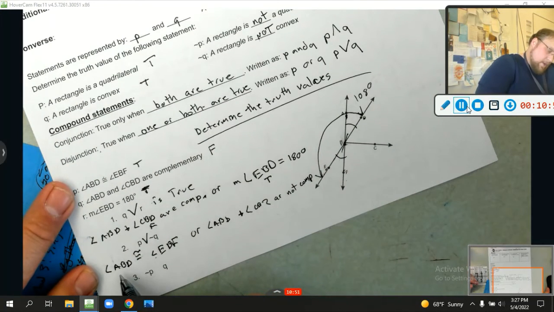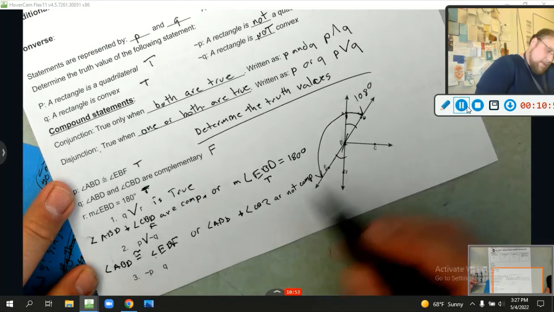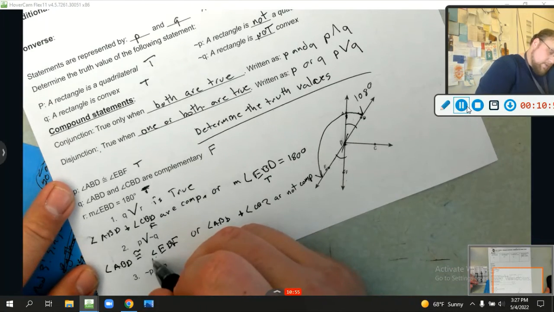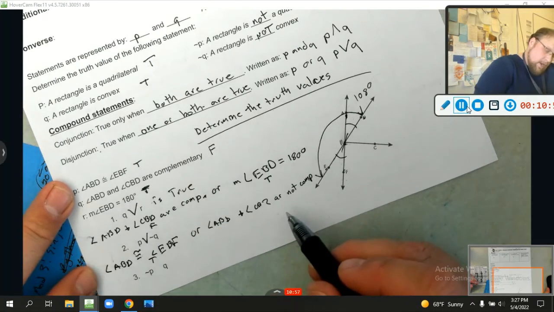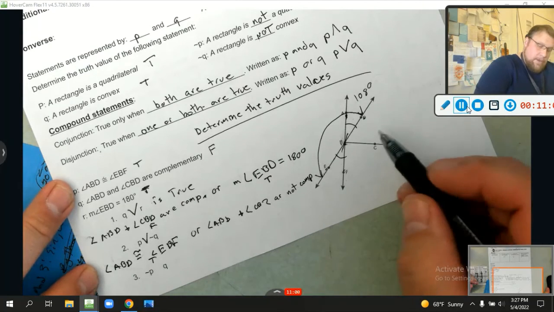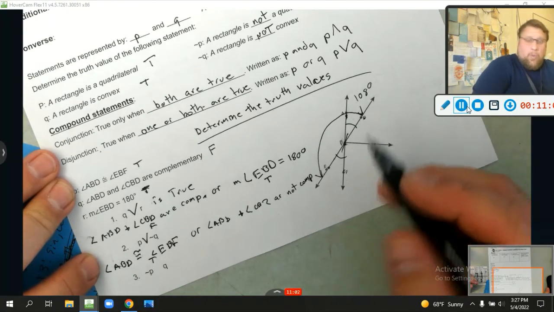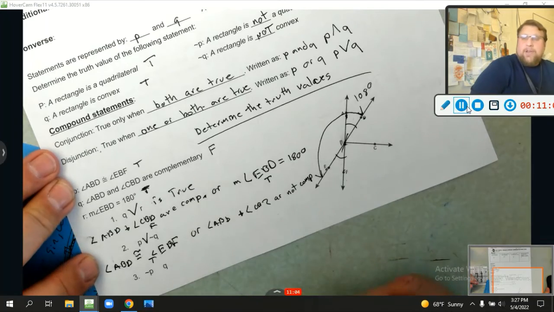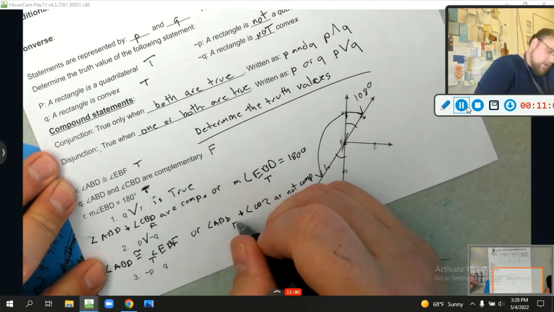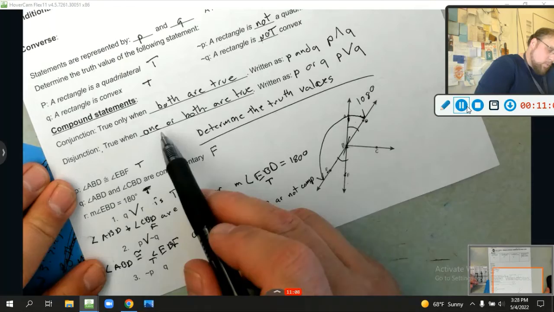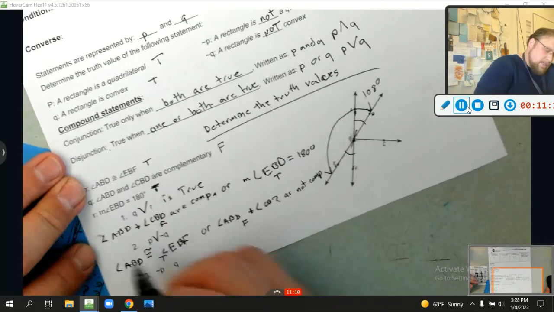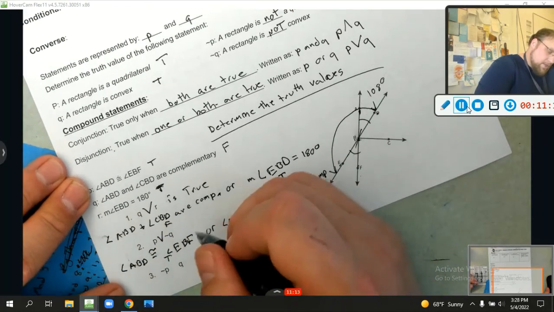So what do we have here? Angle ABD is congruent to angle EBF. We already know that's true. They're vertical angles, so that's true. This last one says they're not complementary. It may be that they're not. Maybe they are. We don't know. Nothing tells us that they're 90 degrees or not 90 degrees. So we're going to call this false. But again, one or both are true, so this one is indeed going to be a true statement.